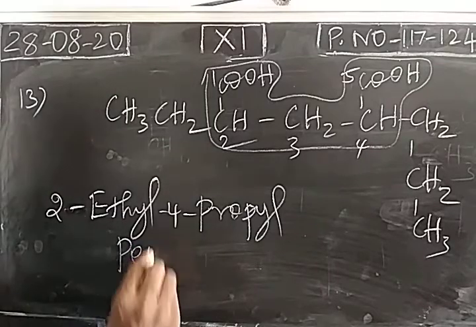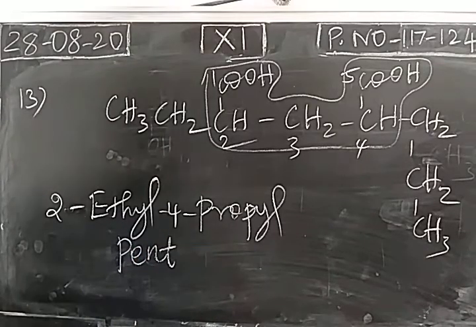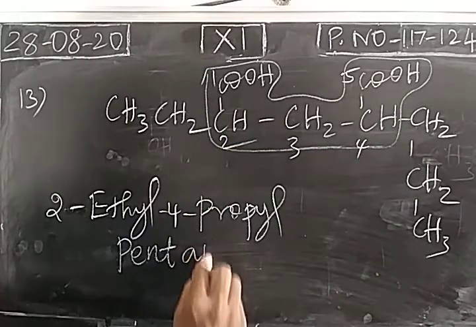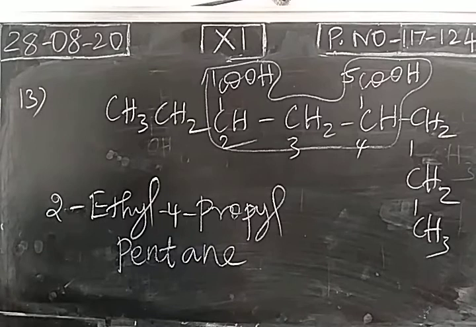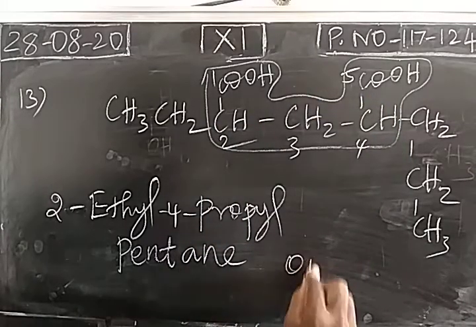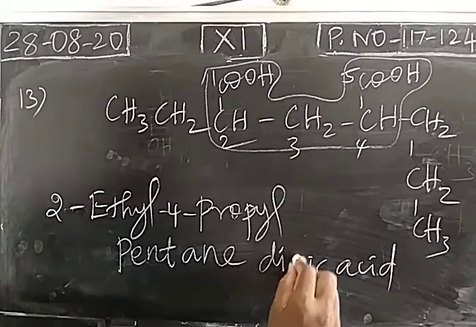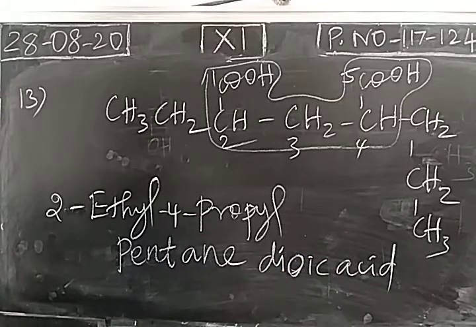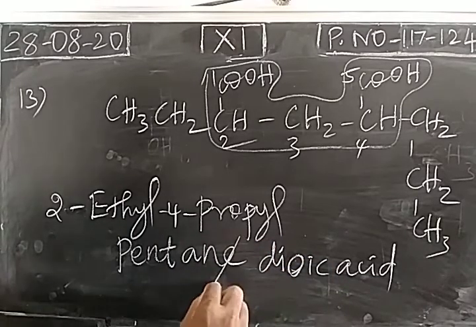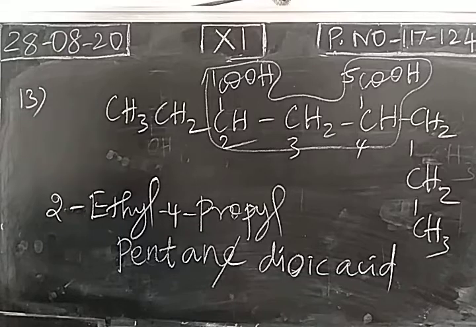So root word pent. Only single bonds exist between the carbon atoms in the chain, so primary suffix ane. And for the carboxylic acid, the secondary suffix is oic acid. 2 carboxylic acid groups are present, so this is called dioic acid. Okay. When these two are joining, the last letter of the primary suffix will be stripped out. So 2 ethyl, 4 propyl, pentanedioic acid.